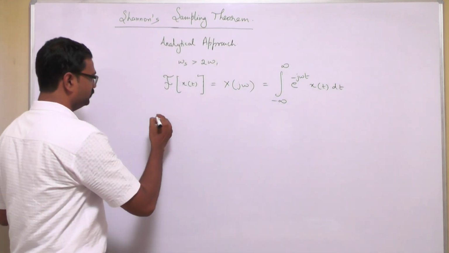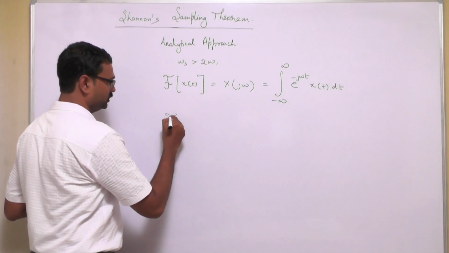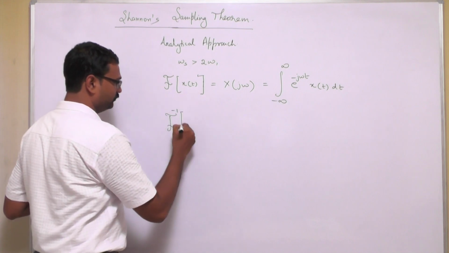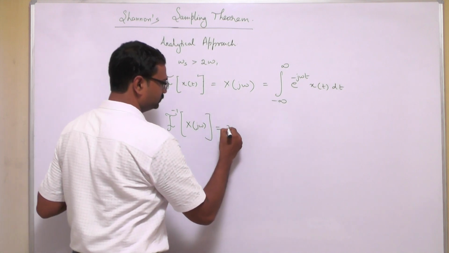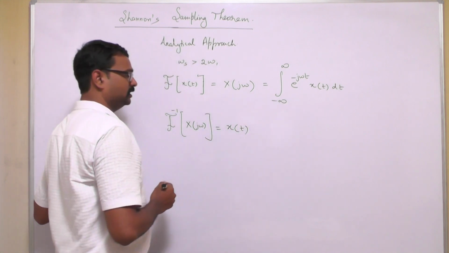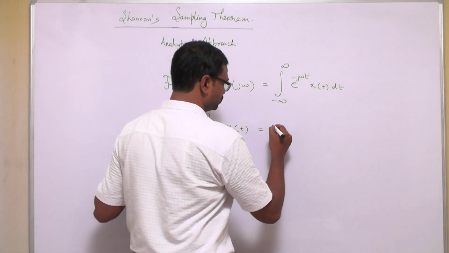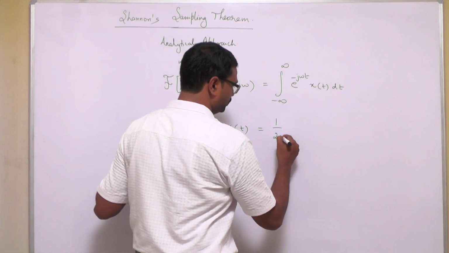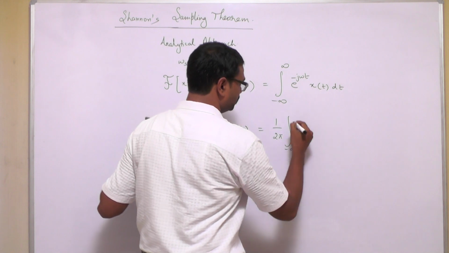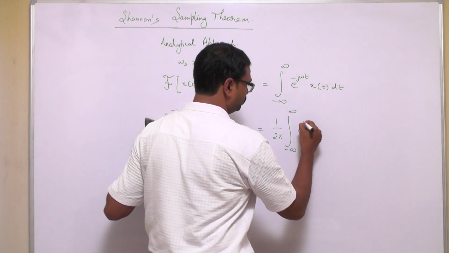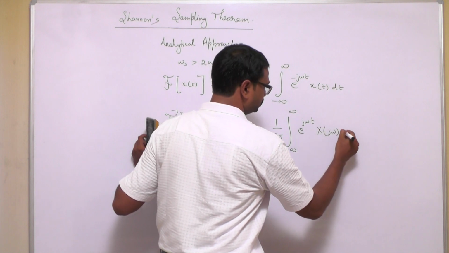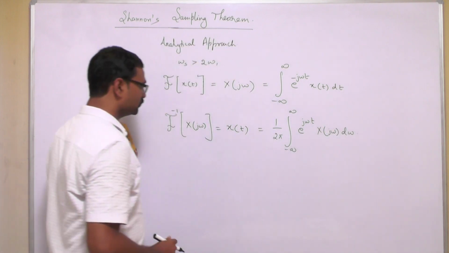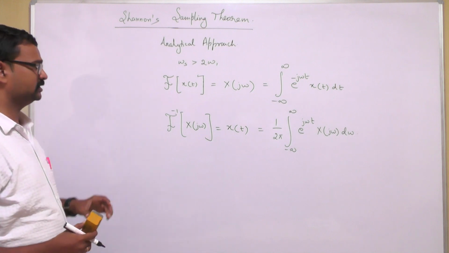Right, and the inverse Fourier transform of x of j omega, we will be getting back the continuous time signal x of t, which is nothing but 1 by 2 pi integral over minus infinity to infinity e power j omega t x of j omega d omega. So this is what we are trying to see in this case.